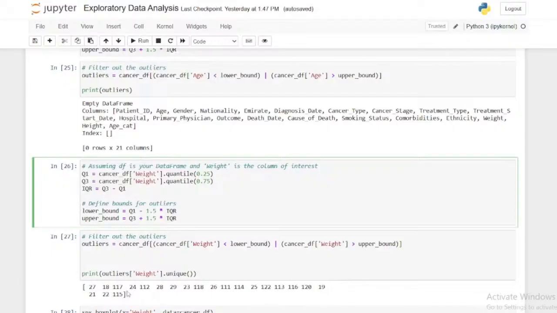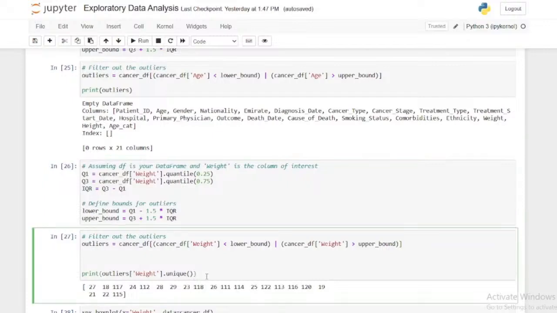And is it possible for somebody to be weighing 27 kg? Okay, so we would have to do more data analysis, or in this situation you would have to ask your data collector where your data is being collected from. Are these mistakes, or are these the actual weights of these patients? But the thing with medical data is that it's not usually very easy for you to drop outliers, because you have to take a lot into consideration.